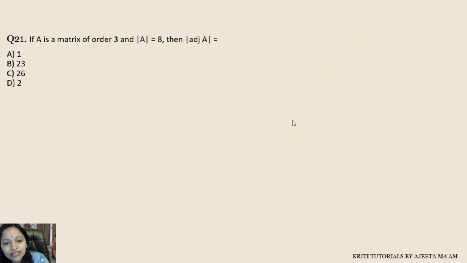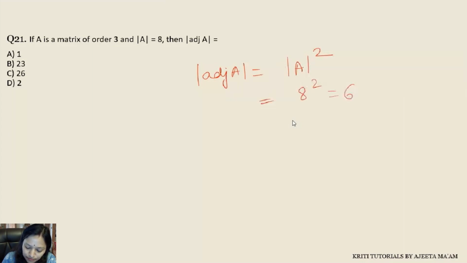Now let's move on to the next. If A is a matrix of order 3 and the determinant value of A is 8, find the determinant value of adjoint of A. Again, property based. So we get the determinant value of A raised to 2. Now what do you get here? 8 square, that's 64. So what's the answer? 2 raised to 6, not 26, students. So it's option C.